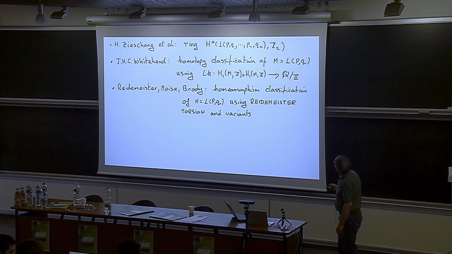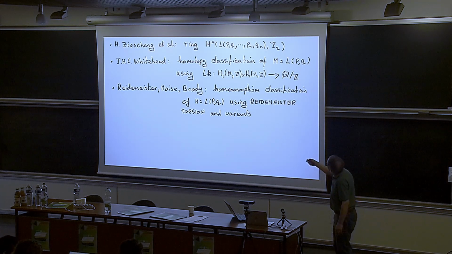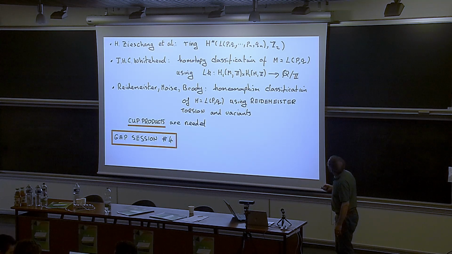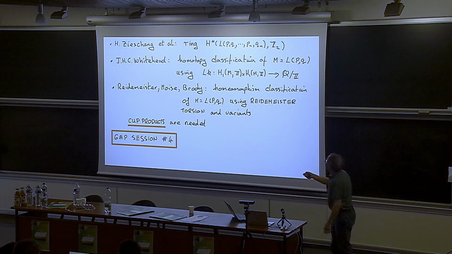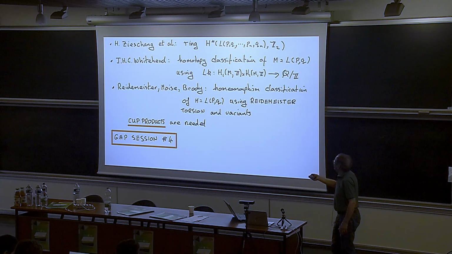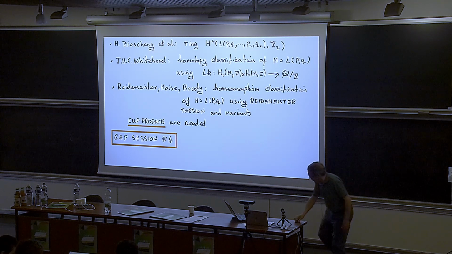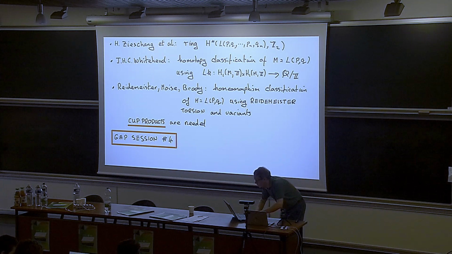And so the invariants here used were Reidemeister torsion and various variants on it. And so it's kind of fun to see how these kinds of things can be calculated in GAP. And then a point that I'll talk about later is that cup products are needed in the above. So if for no other reason, this is a good motivation for why I should talk about cup products, because this here is essentially a cup product. So there's a GAP session, which I'm going to try.